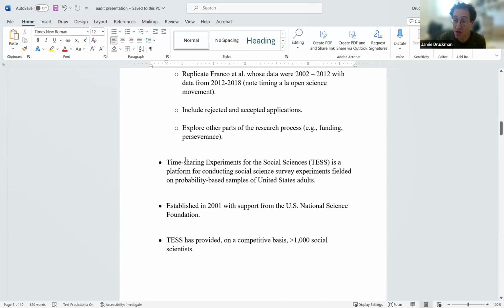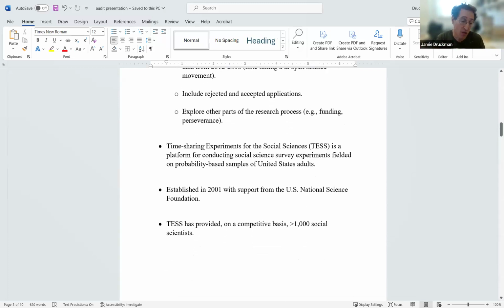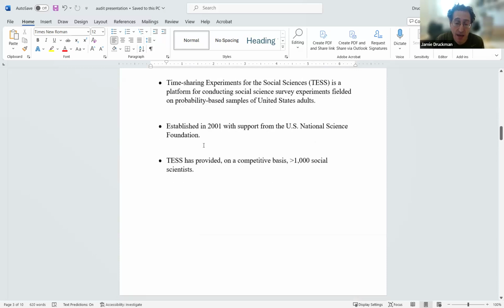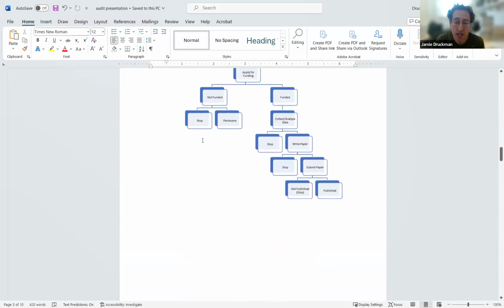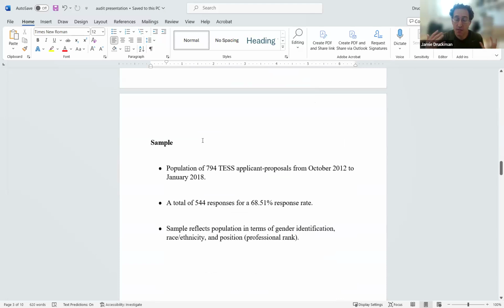And so you can imagine this is what Franco et al. did, right? They took the set of accepted projects, and then they were able to look at what was published and not published. So what we did was we basically have the list of people who were accepted and not accepted. And we did a big survey, and we took the population of 794 applicant proposals, meaning some people apply multiple times. So the unit of analysis here is the applicant by proposal. And we took the universe of those applicants from 2012 to January 2018.